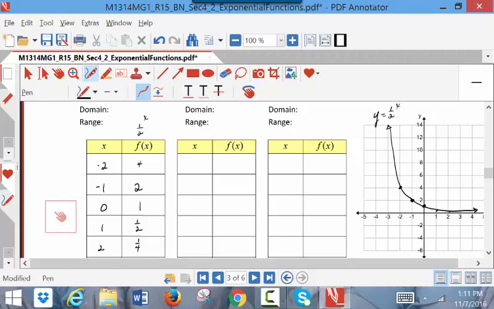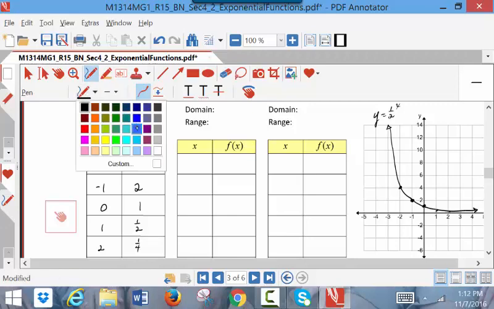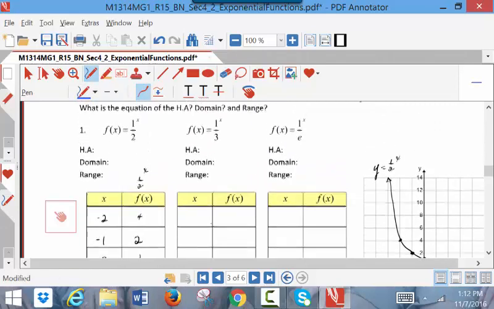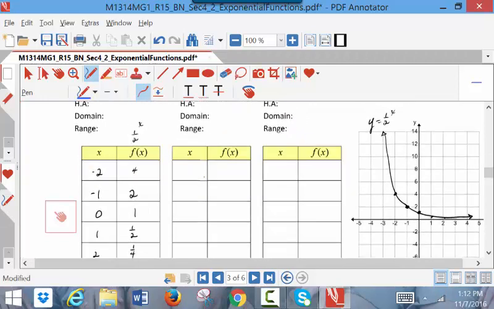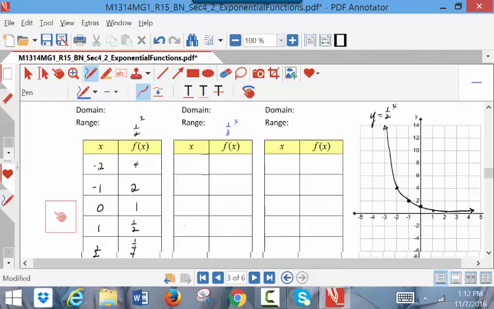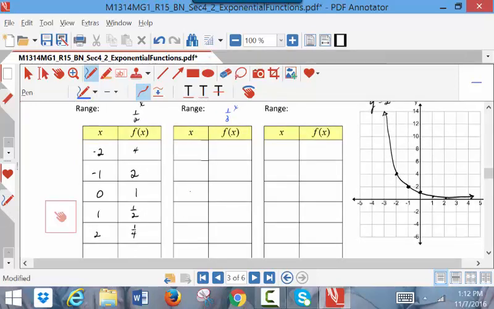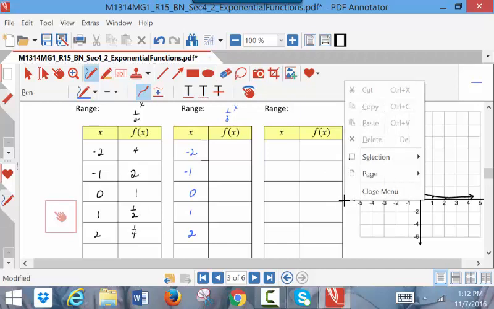Okay, so the next one is 1/3 to the power of x. I guess I'll do it in blue. Let me confirm. It's 1/3 to the power of x. So I'm going to put it here so I can have more of my table showing. So I'm going to go 0, -1, -2, 1, and 2. Just enough to get a vision of the graph.